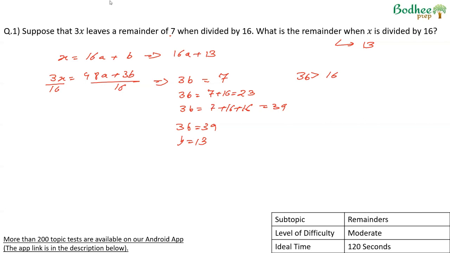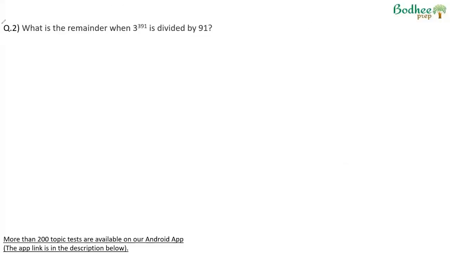Attempt time should be about 2.5 minutes for this question. What is the remainder when 3 raised to power 391 is divided by 91? Okay, looking at the power of 3 which is close to a multiple of 91, 9 8s are 728. 729 is the power of 3. 729 is 3, 9, 27, 81, 243, 729.